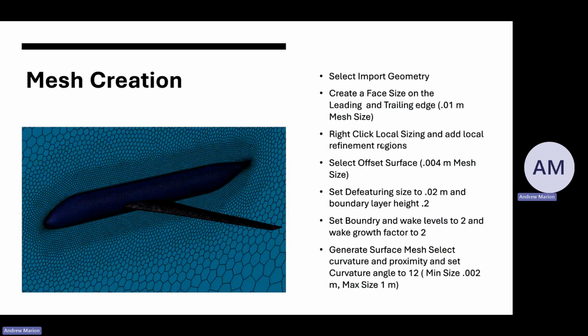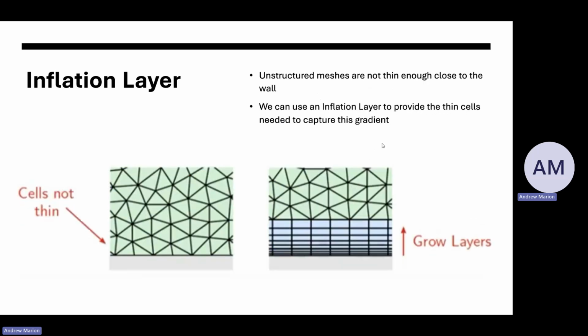Inflation layer is a type of mesh control that you can use to make sure that the proper cell height is the cell height you need for your boundary layer.